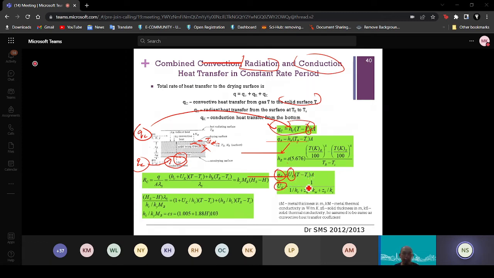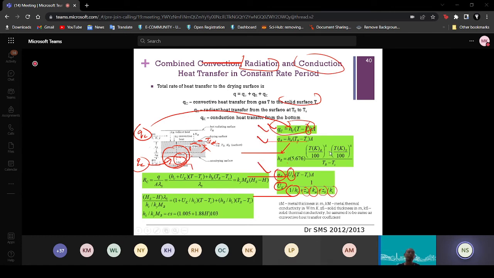So what is UK? It is 1 over, in series. In series, it goes through convection first: 1 over HC, the heat transfer coefficient by convection. Then it goes through the metal: the metal's thickness over the metal's conductivity, plus the solid's thickness over the solid's conductivity. Then you get the overall coefficient from convection going to conduction and conduction. Right? So you now have QC, QR and QK.